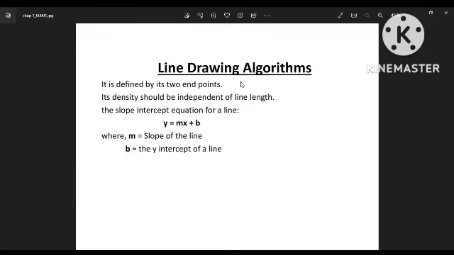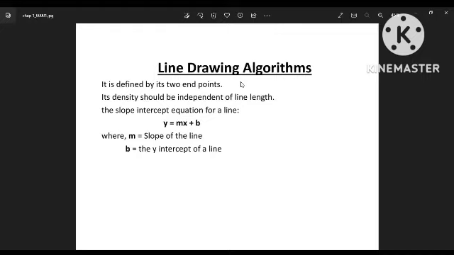Okay, so today we are discussing the concept of line drawing algorithms. In computer graphics, you can identify every point by providing two coordinates, one x and one y. So these two coordinates represent a point. To draw a line, consider two points: one with coordinates x1, y1 and one more with coordinates x2, y2.